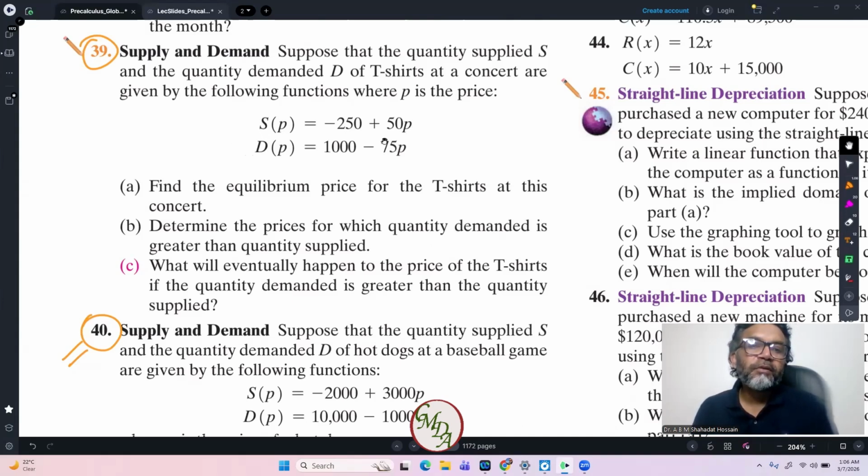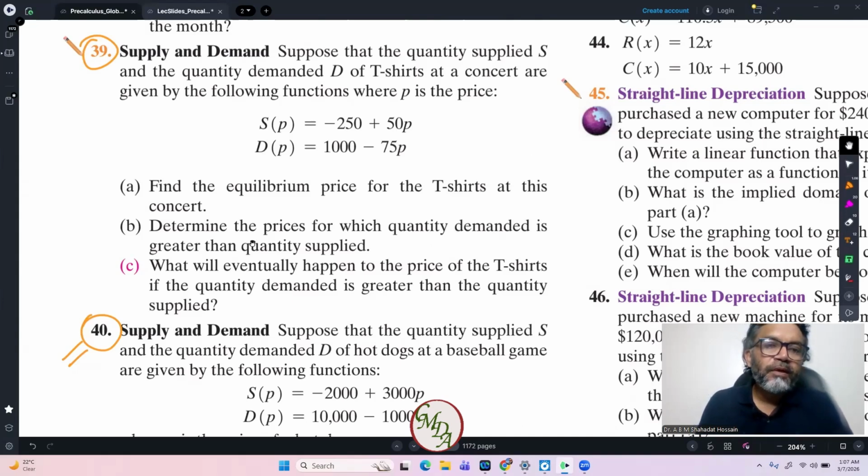The supply function always has a positive slope, for example a function of P like minus 250 plus 50P, and the demand function must have a negative slope. So these are the criteria to check. In economics we have a supply function and a demand function, and when the supply quantity and demand quantity are equal in the market, then the market is in equilibrium, which in Bangla we call ভারসাম্য market.